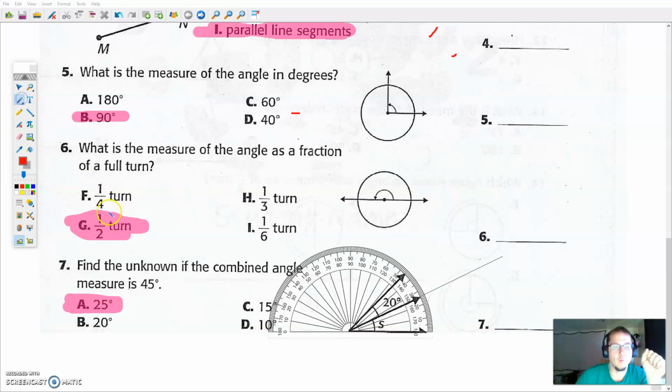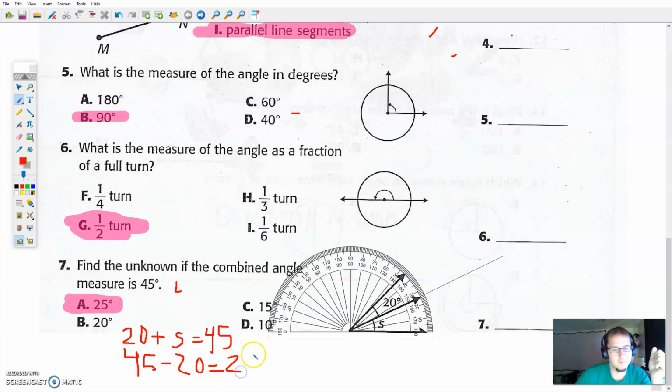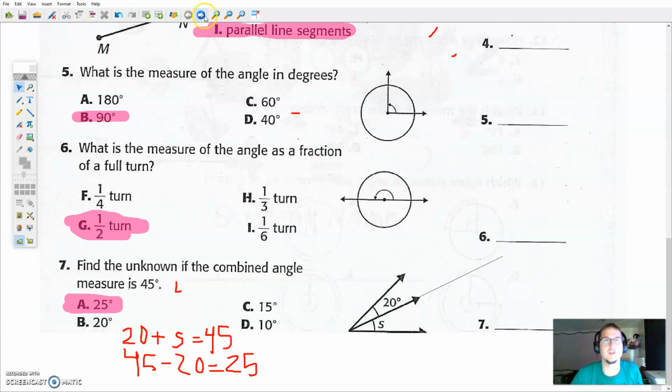And the only one of these that's in between 20 and 30 is 25. We could also think about it, if we know that one of them is 20, and we know that something added to that, S, is going to equal 45, you can think about your fact families. If 20 plus something is 45, then 45 minus the 20 will give you that last measurement. So it's still that 25 degrees. All right, moving on to page 2.